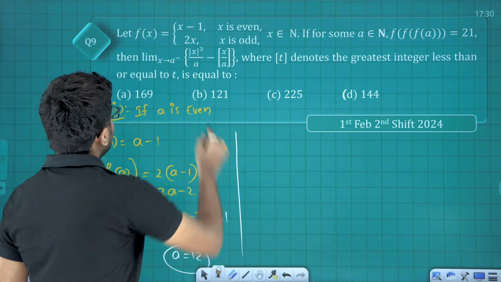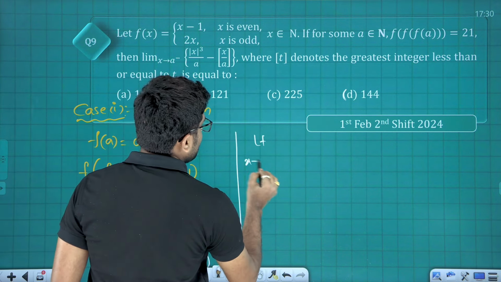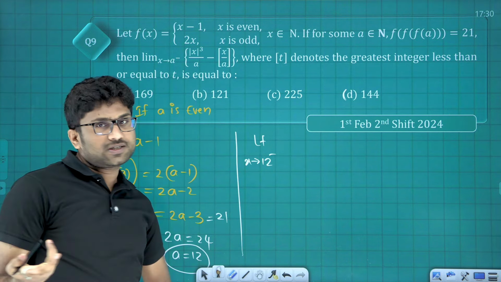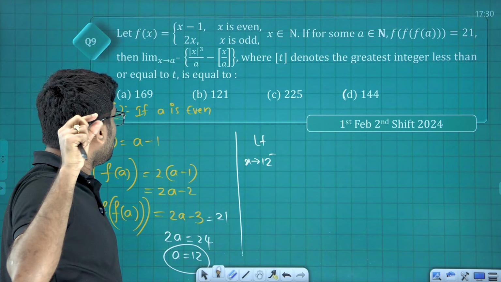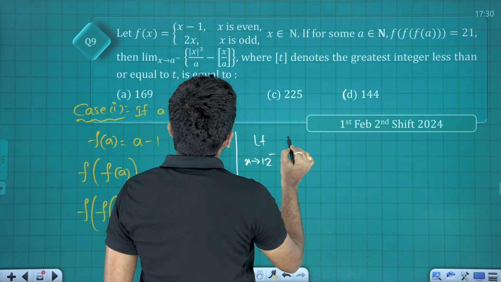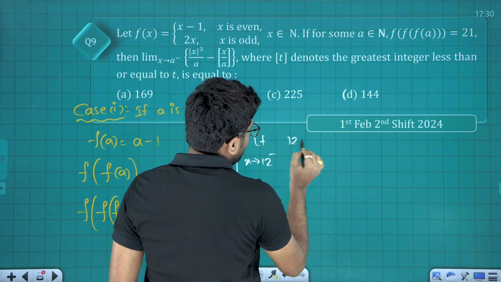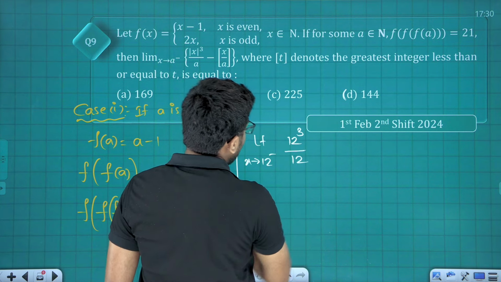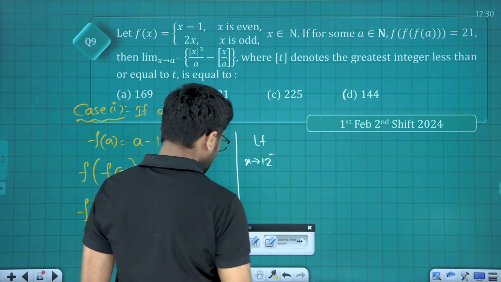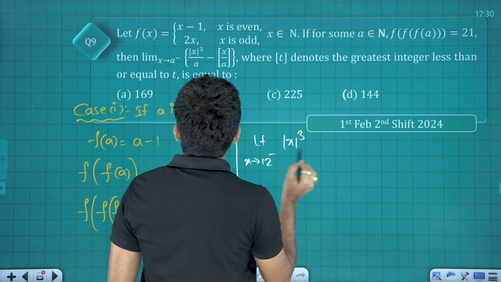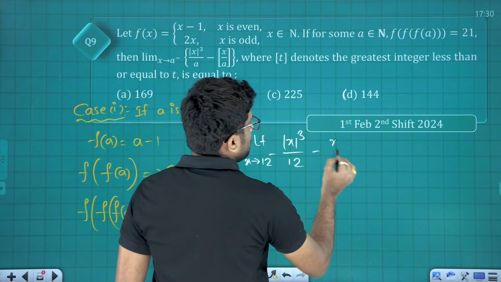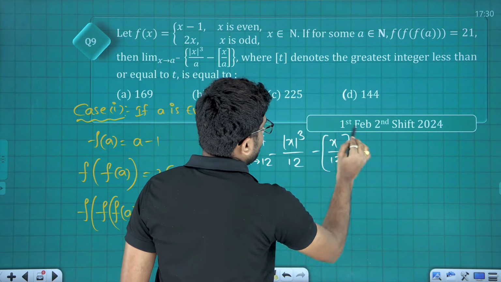Now, what are they asking? Limit x tends to 12 minus, just less than 12. 12 mod of 12 is 12, 12 cube, sorry. 12 cube divided by 12. First what we do? We'll just take mod x whole cube by 12 minus step of x by 12.